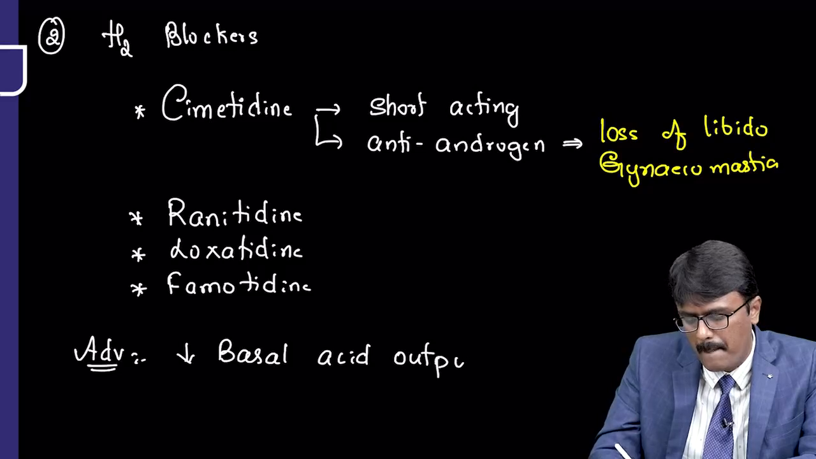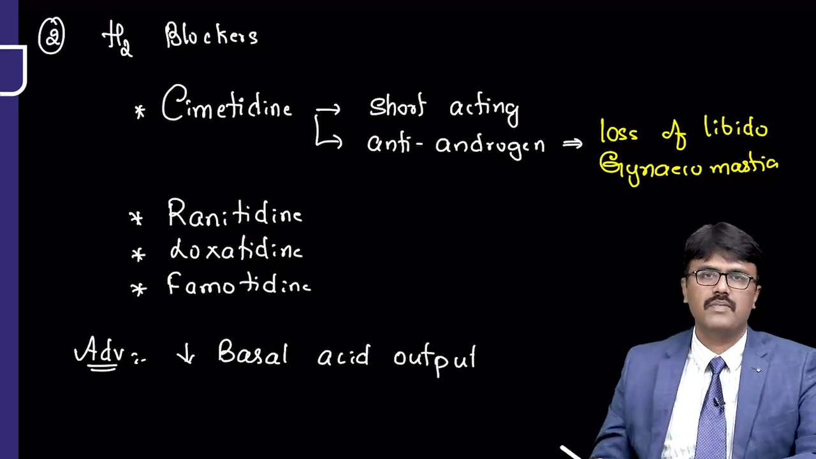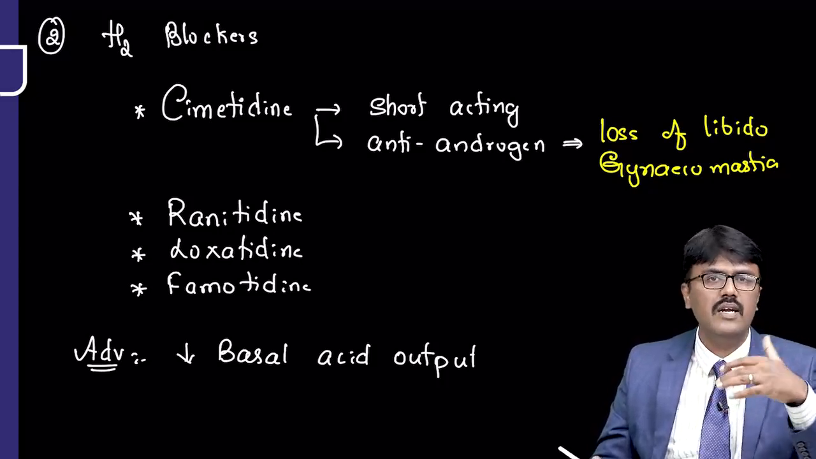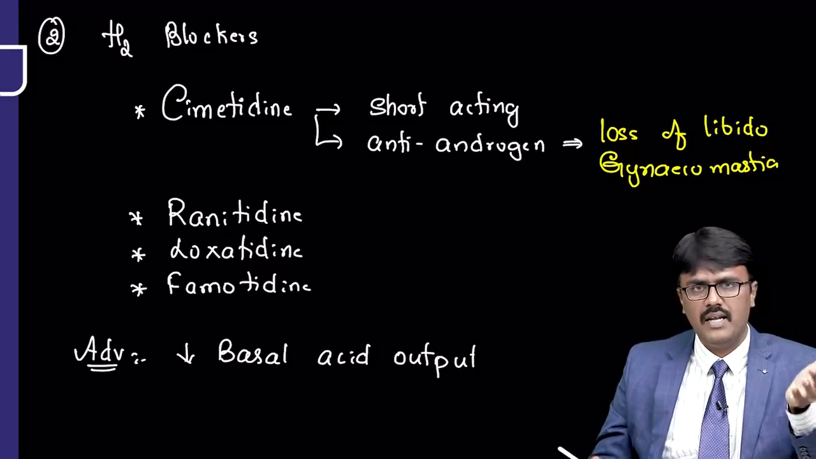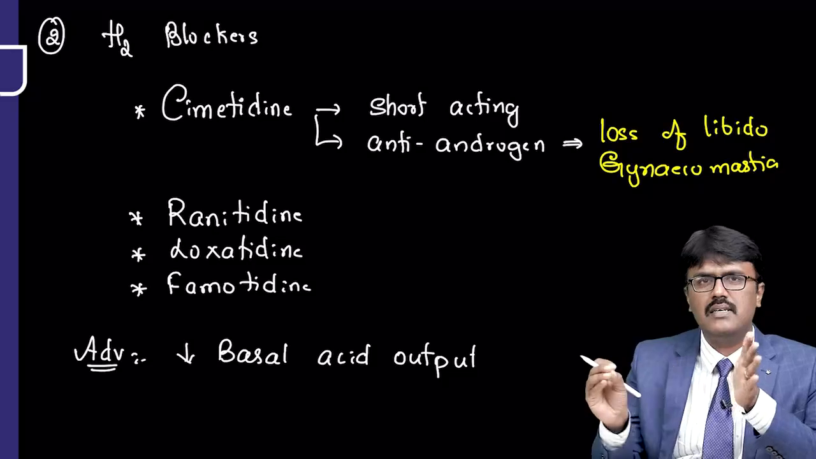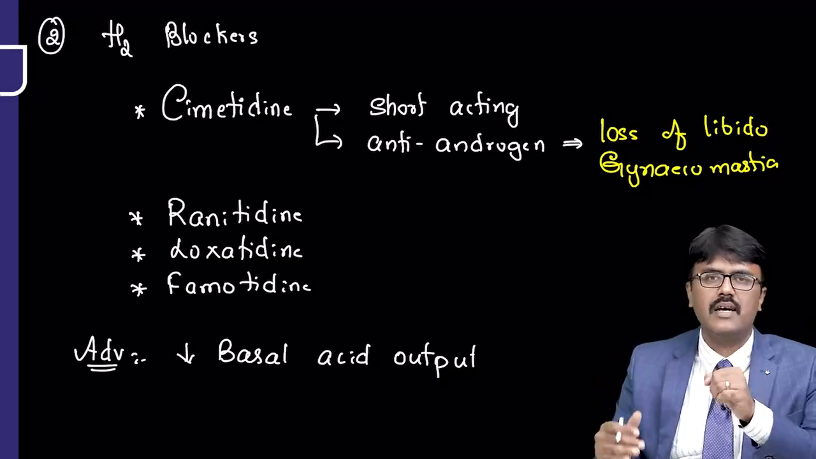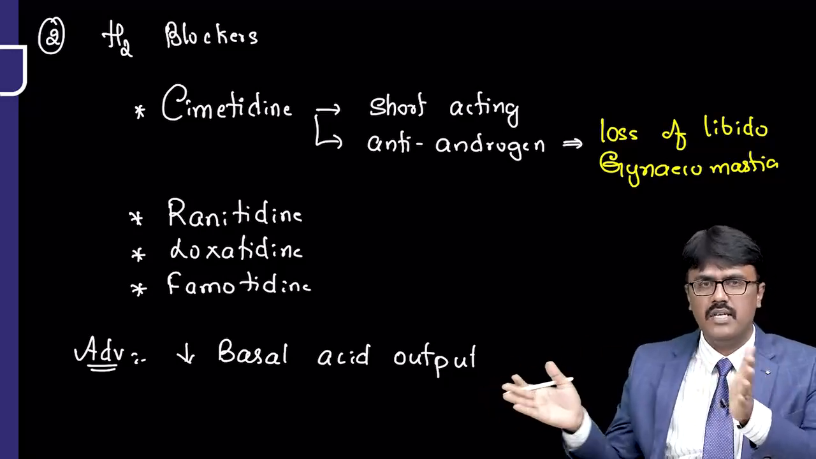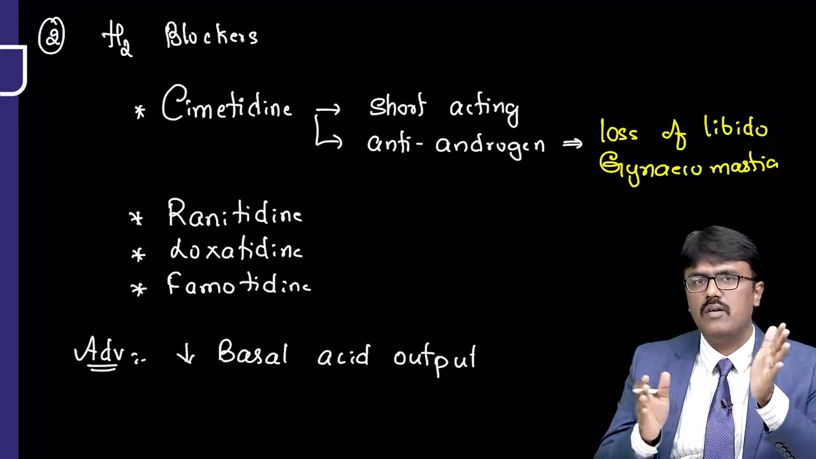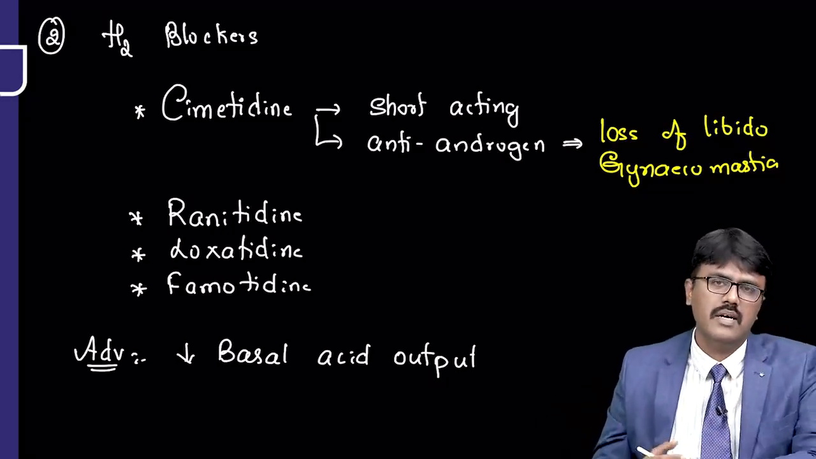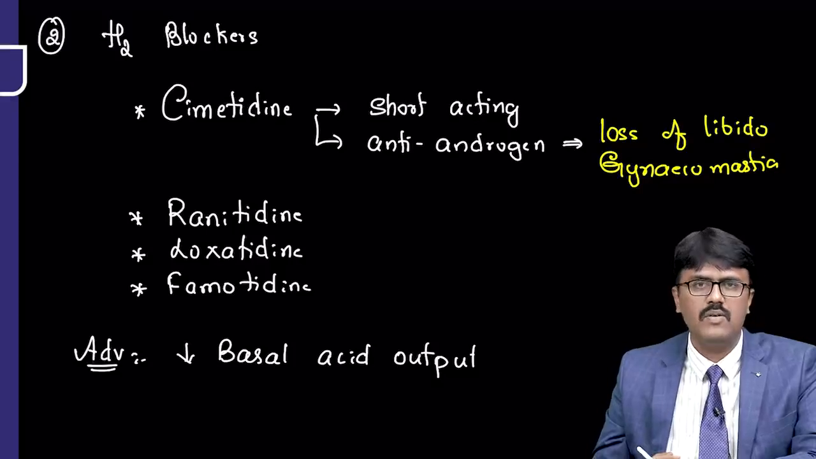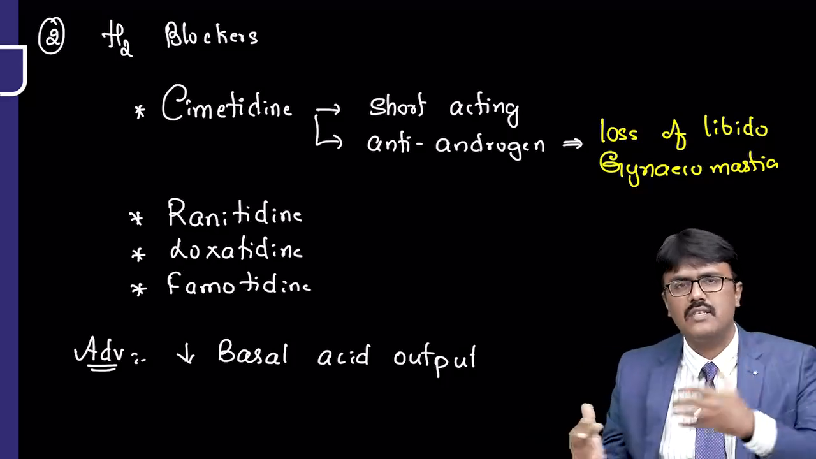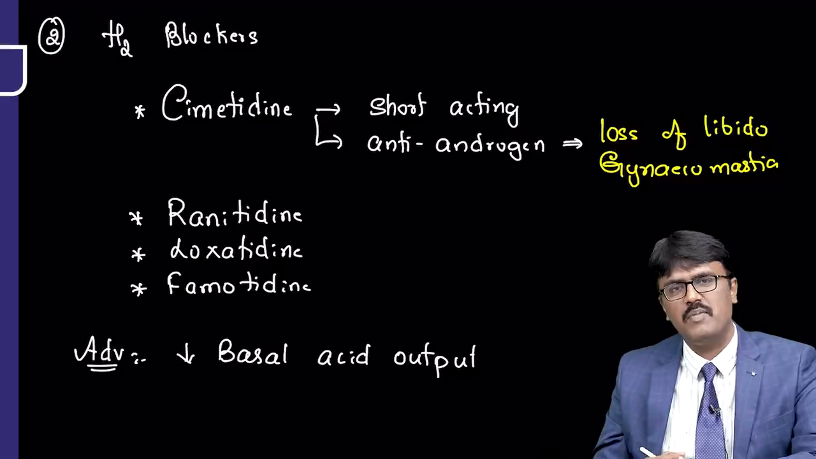What do you mean by basal acid output? Suppose you take a meal, then the acid gets secreted, that is called stimulated acid secretion. Now in between the meals, there is some acid that is secreted, that is called basal acid secretion. For example, you have taken dinner at night, and in the morning you will have breakfast. In between, the acid that gets secreted is the basal acid secretion, and that is decreased by H2 blockers. That's the only advantage. Otherwise, the most efficacious drugs for peptic ulcer disease still today are proton pump inhibitors.